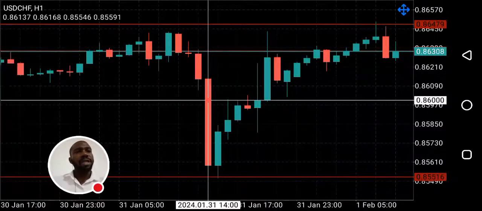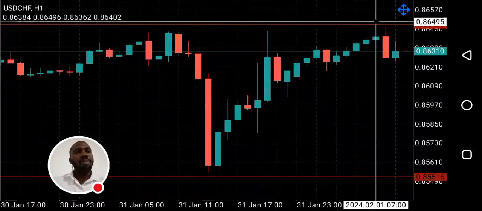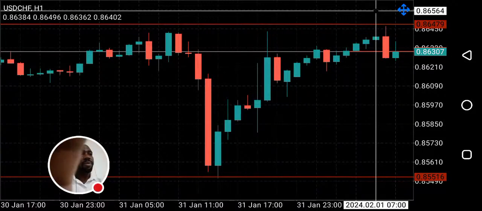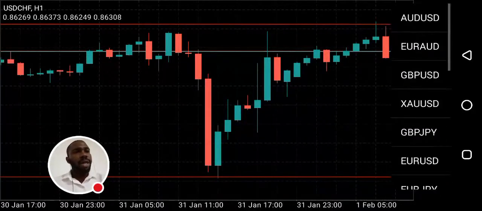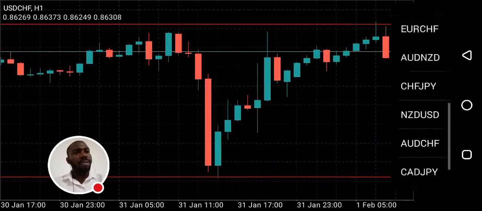So if you are selling USD CHF, your stop loss should be a few pips above this level, 10 pips above this level. Technically, USD CHF is bearish. So I think that will be all for today's session. If there are no questions, that will be all.